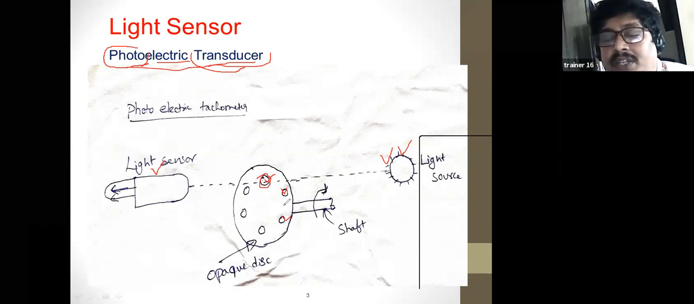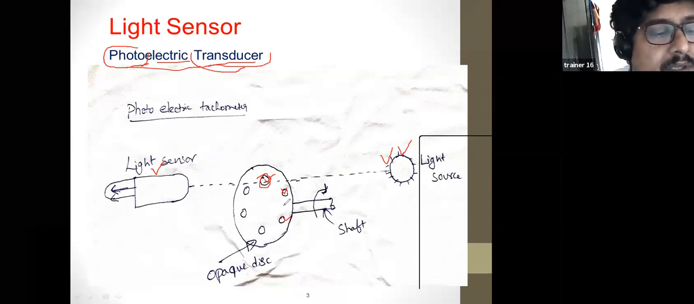Each and every hole, when the light sensor receives the radiation, one pulse is generated. So the number of holes is constant, and the number of pulses is also constant. This number of pulses is counted by an electric or electronic counter.